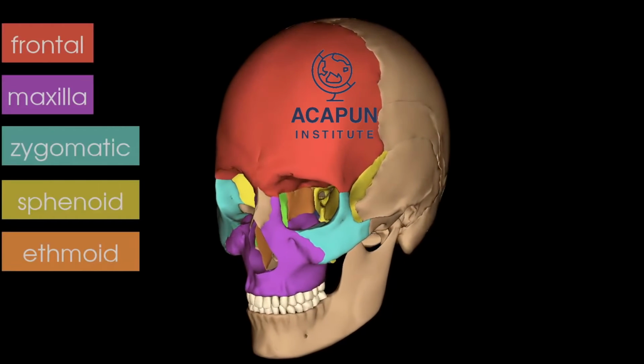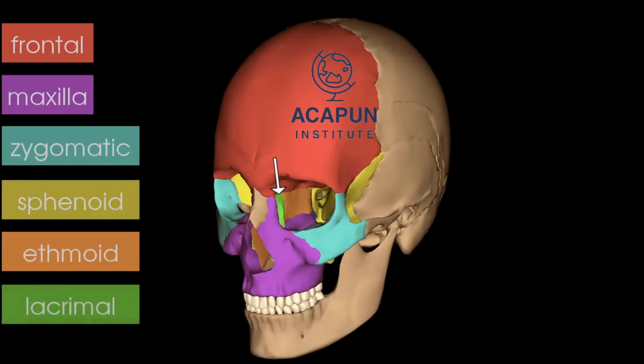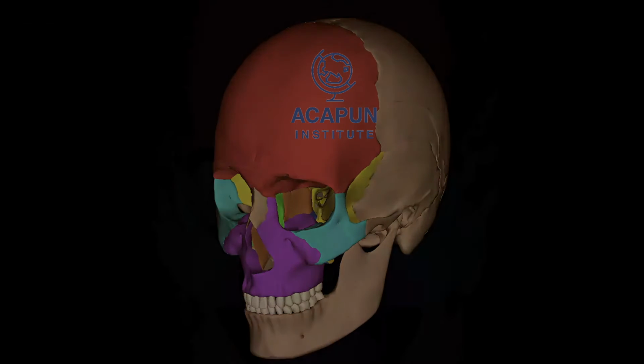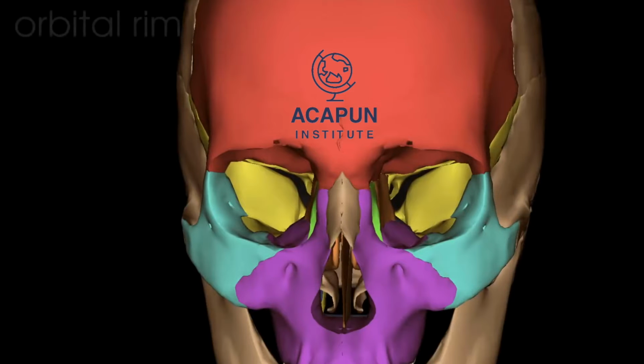Looking here at the medial aspect of the orbit, you can see a better view of the lacrimal bone in green, the ethmoid bone in orange, and a small part of the palatine bone in dark blue. Let's take a look at the base of this pyramid and the boundaries of the orbital rim.